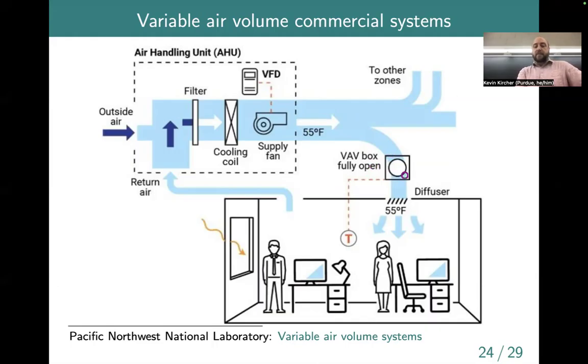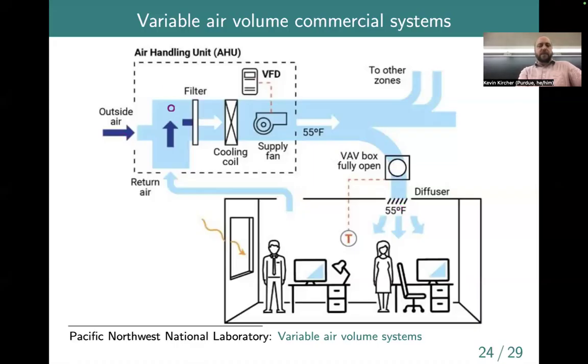and I'll show a schematic of what's in there. But basically, there is a motorized damper that determines how much air the zone gets. And there's also typically a hot water, or sometimes electric resistance, reheat device in there that can warm the air up. If 55 is too cold for what the zone needs, it can warm the air up inside.